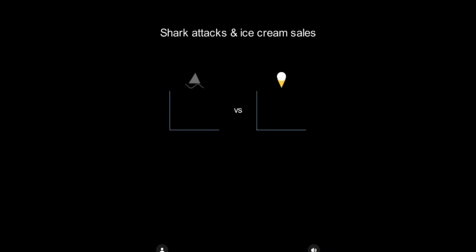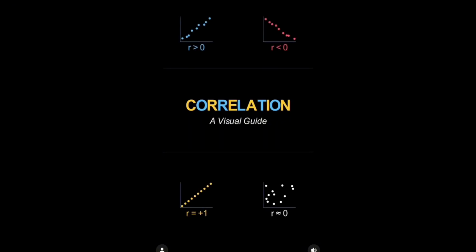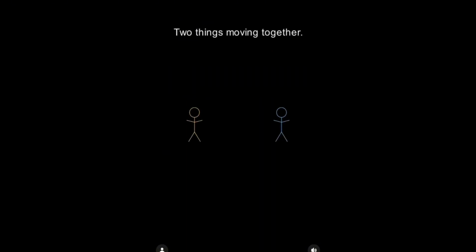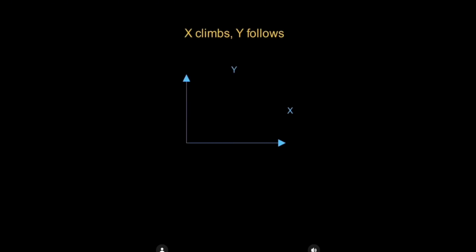Shark attacks and ice cream sales spike together every single year. But here's the twist. Sharks don't actually cause ice cream sales. These statistical patterns come in a few distinct flavors. When one variable moves, the other moves with it. When X climbs, Y comes right along for the ride.